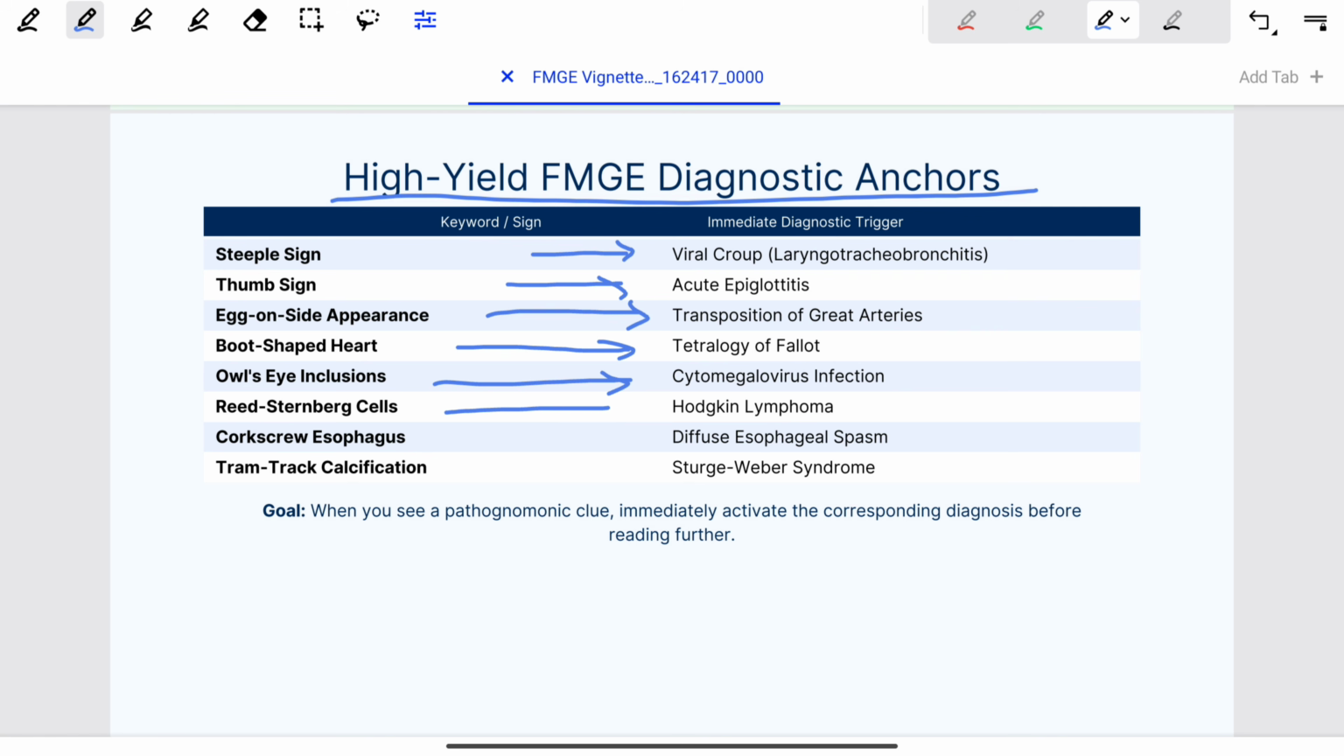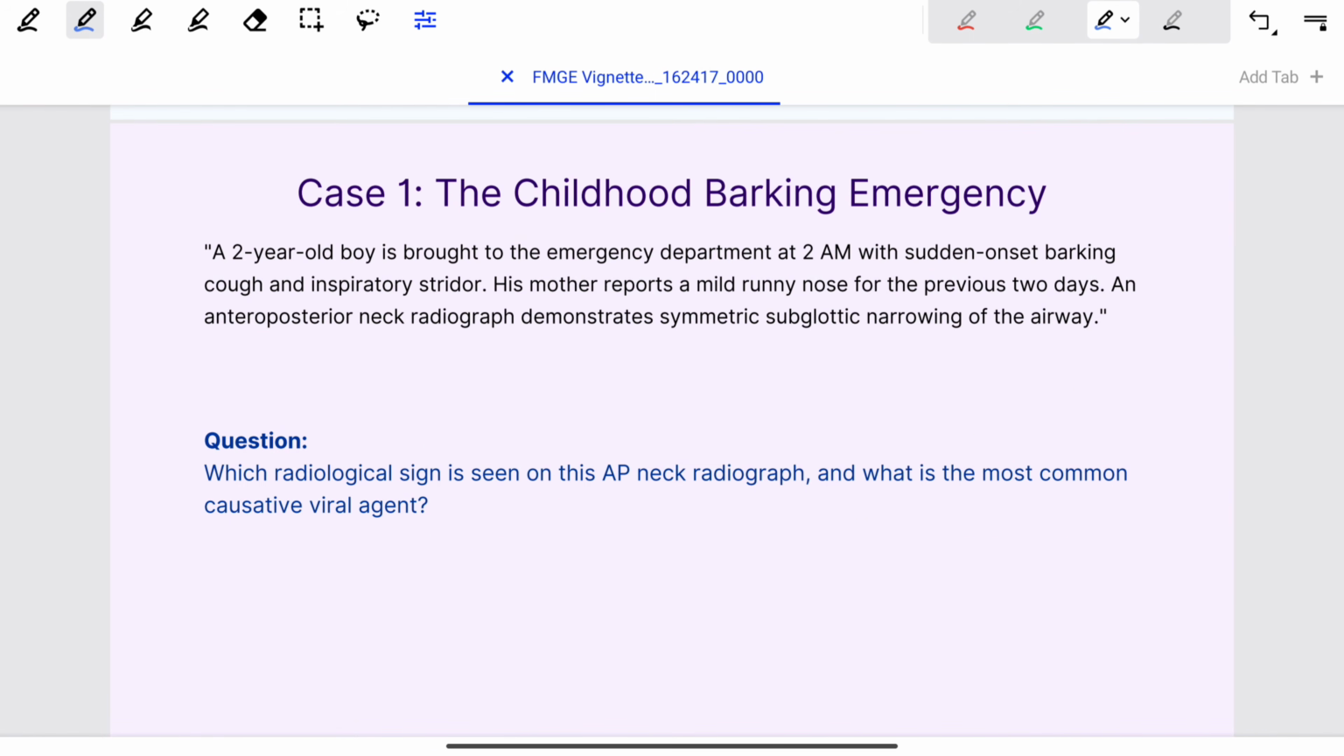Reed-Sternberg cells are characteristic of Hodgkin lymphoma. A corkscrew esophagus suggests diffuse esophageal spasm. Tram tract calcification should make you think of Sturge-Weber syndrome. These clues are not a substitute for clinical reasoning, but they serve as powerful diagnostic anchors that can rapidly narrow the differential diagnosis. Case number 1. The child with barking emergency.